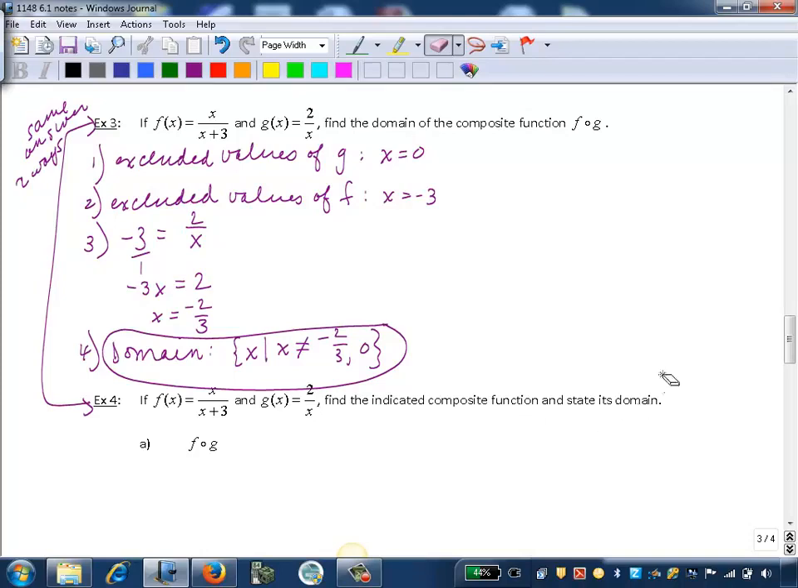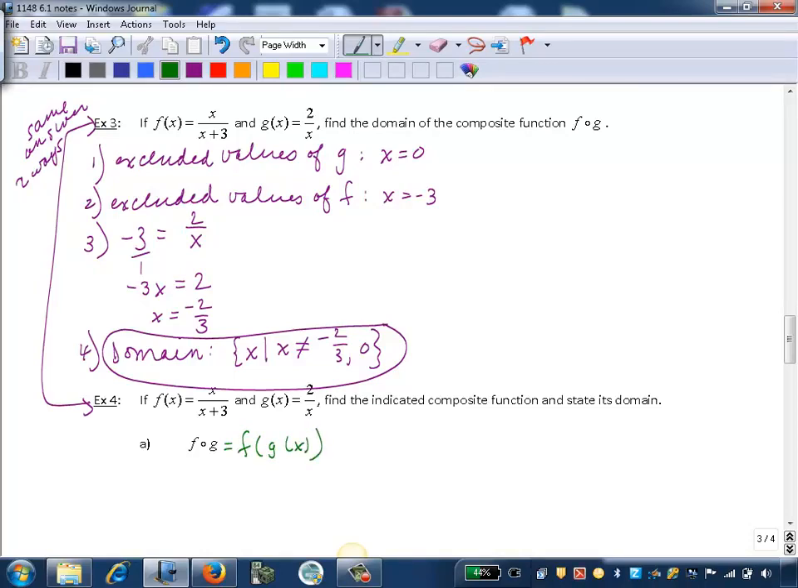Just notice the difference. In example 3, we were never asked to find the composite, we were just directly asked for the domain. So we obviously want to come up with the same answer, but we're going to do it in a slightly different way because we're first going to find our composite function. So we know that f composed with g means f of g of x.